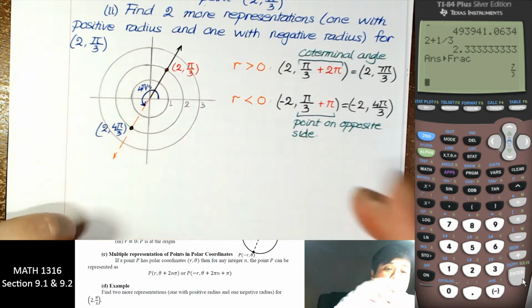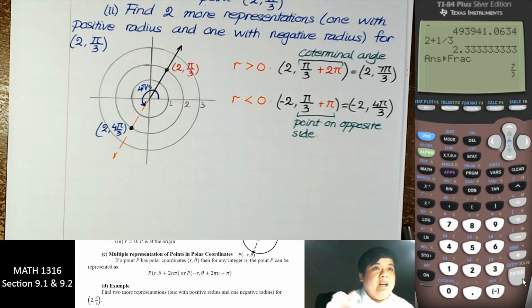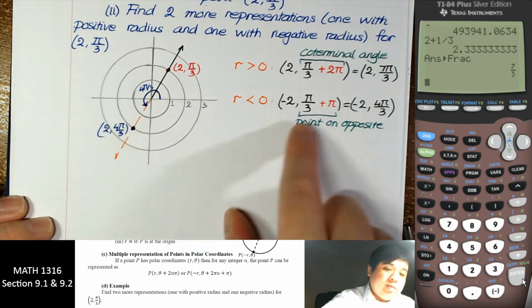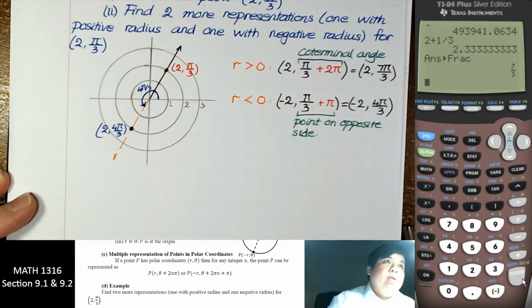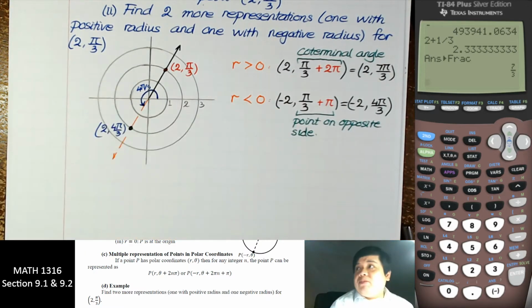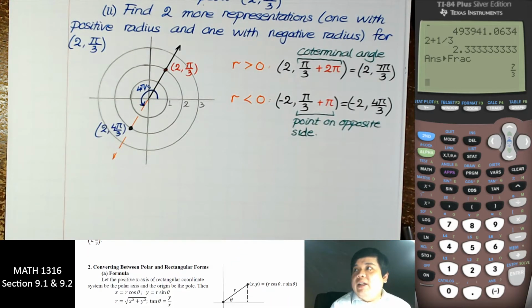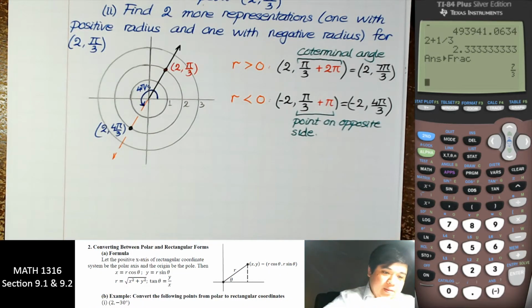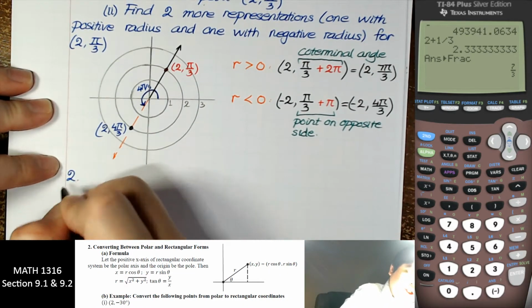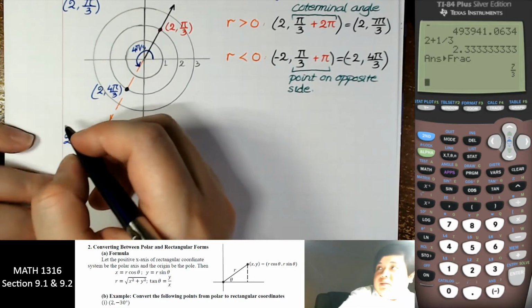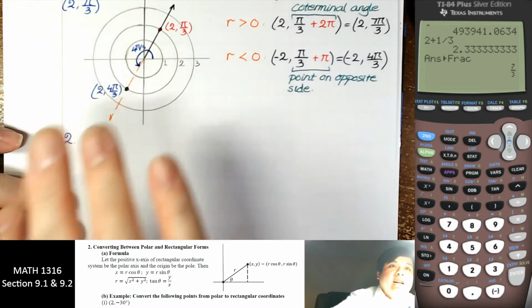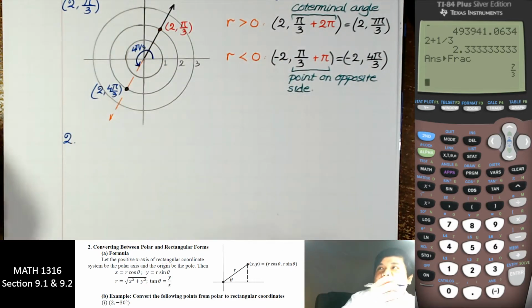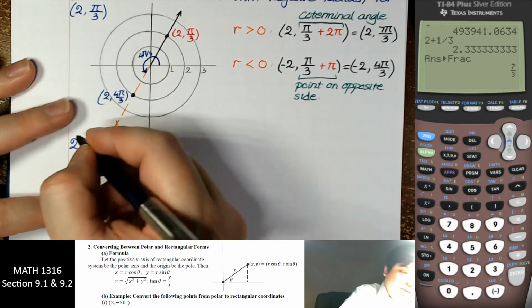So bottom line is, if we want the same point, add 2 pi or multiple of 2 pi. And if we want the opposite negative radius, we go the opposite angle and then go the other way with the negative radius. So that would be that. So if we go to an opposite side, then have to go an opposite again, like an opposite of an opposite, we get back to the same point.